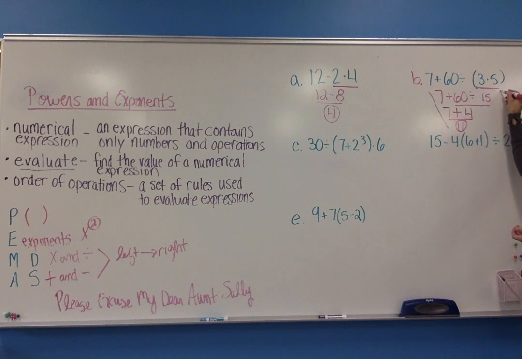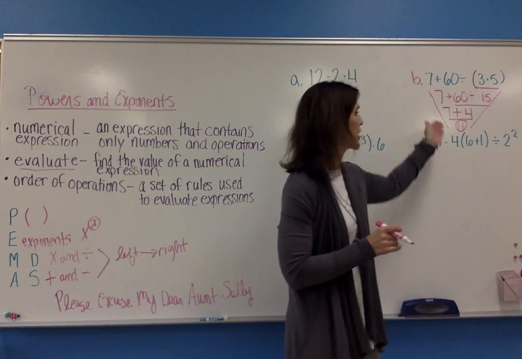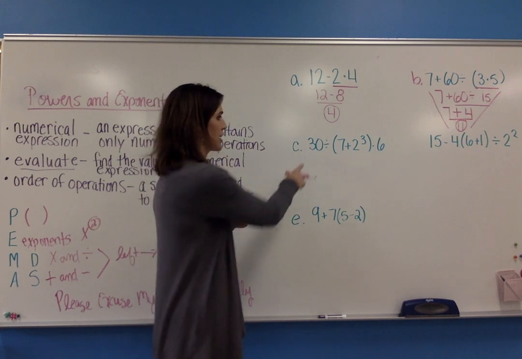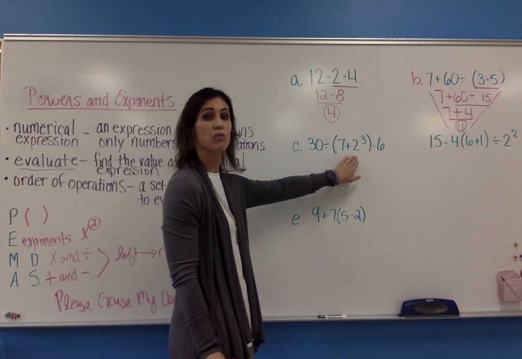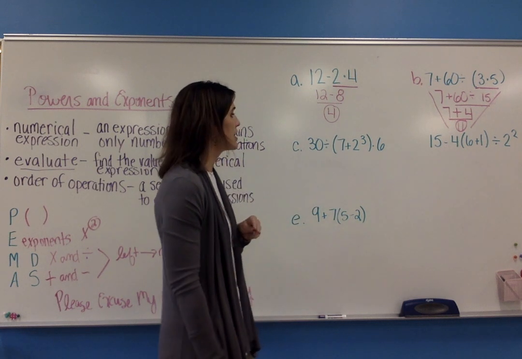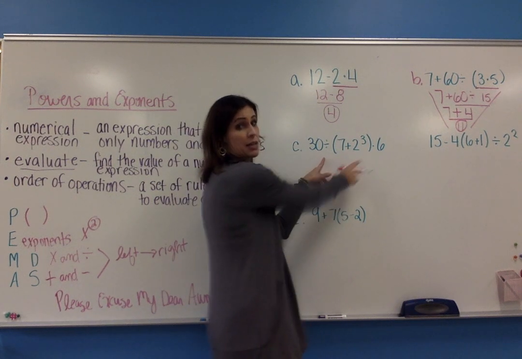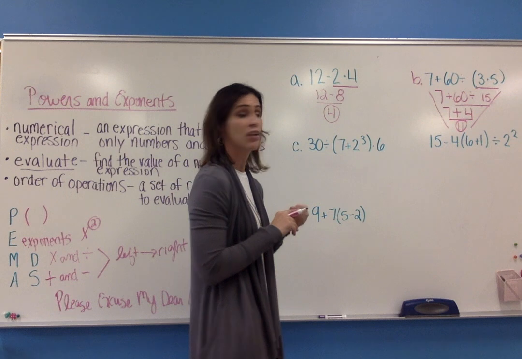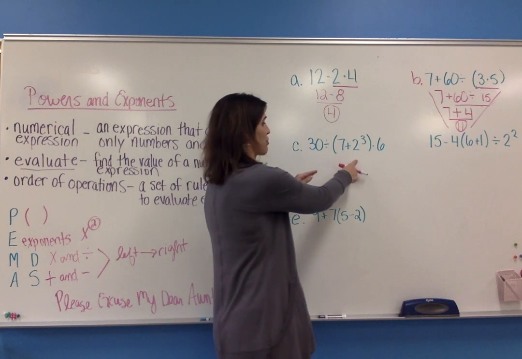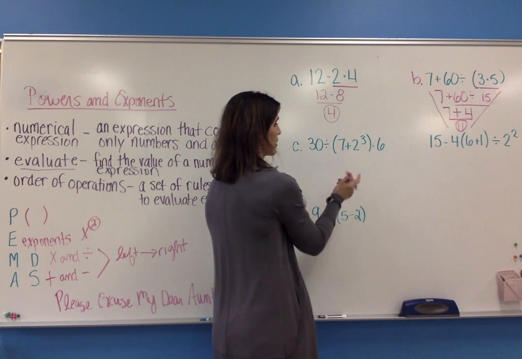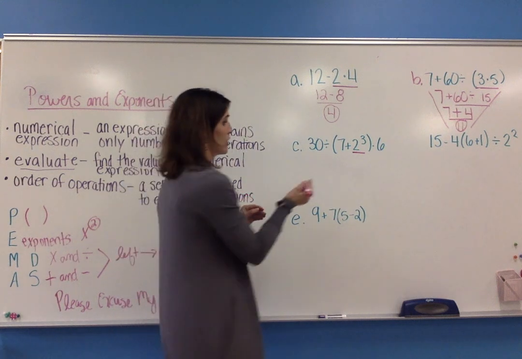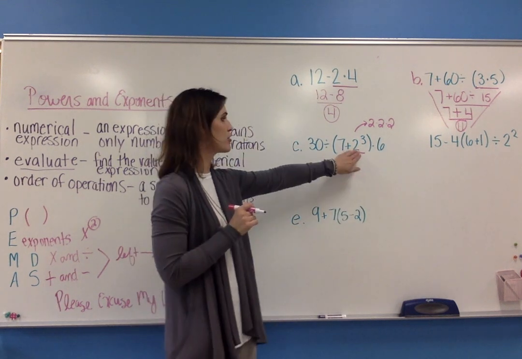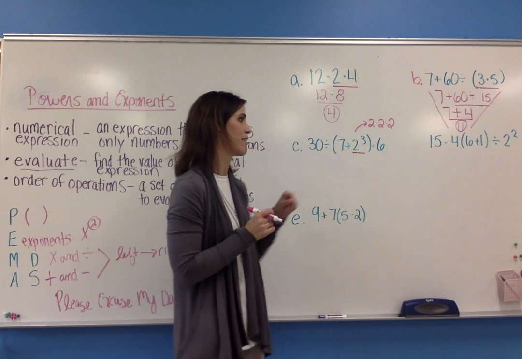You'll notice that when I work out the problem, I work down on my paper. I do not work across, and it creates this funnel on your page until you get to the value of the expression. The next example, C, is 30 divided by the quantity 7 plus 2 to the third power, times 6. In this example, I have a set of parentheses. But within that, I also have an exponent. When you have a set of parentheses, you have to follow the order of operations inside your parentheses. It's almost like it's a separate problem. So I need to complete the exponent first. 2 to the third power, remember, is 2 times 2 times 2. The base is 2. The exponent tells me how many times to repeat that factor.